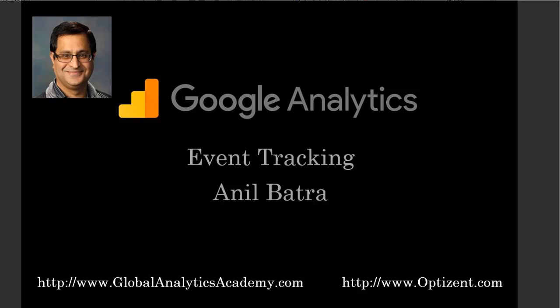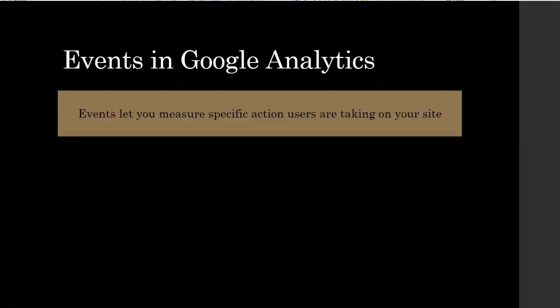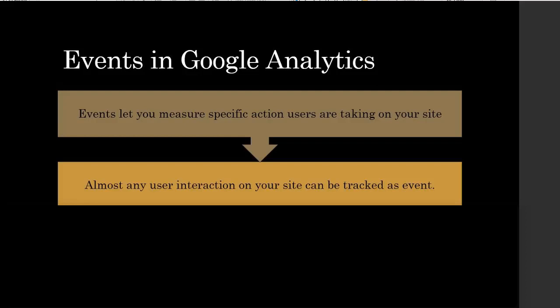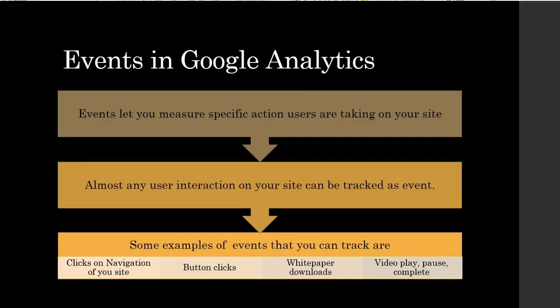Not every interaction by a user generates a new page view. This is where event tracking in Google Analytics comes in handy. Event tracking lets you measure specific actions users are taking on your site. Almost any user interaction on your site can be tracked as an event. Some examples of events that you can track are click on the navigation of your site, button clicks, white paper download, video play, pause, complete, etc.